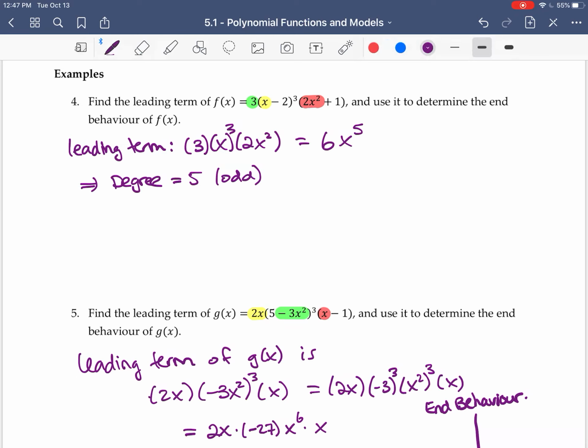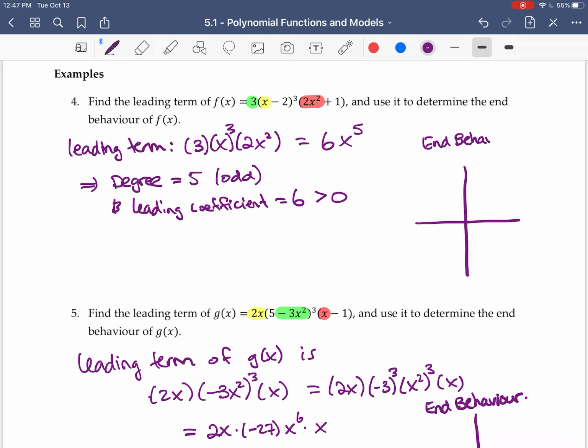and the leading coefficient is equal to 6, which is positive. So that means that our end behavior, since it's an odd one, comes and leaves in different ways, and it's positive, so it's the normal one. So our end behavior is going to look like that on our grid.